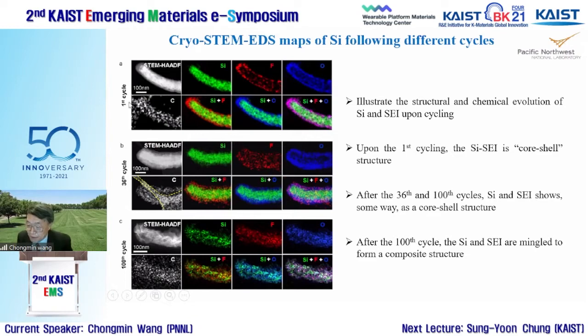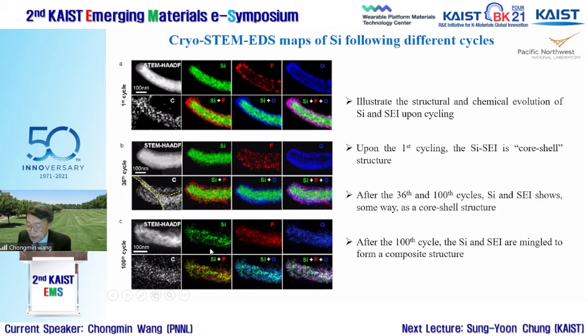In the first cycle, for example, you really form a core-shell structure in here. You can see the silicon and the fluorine, and there you form a core-shell structure. And then after 36 cycles, you can see a much thicker SEI layer, and the silicon and the SEI layer are mixing together in some way. And then after 100 cycles, you can see the silicon and the SEI layer components just form a kind of composite structure in here.